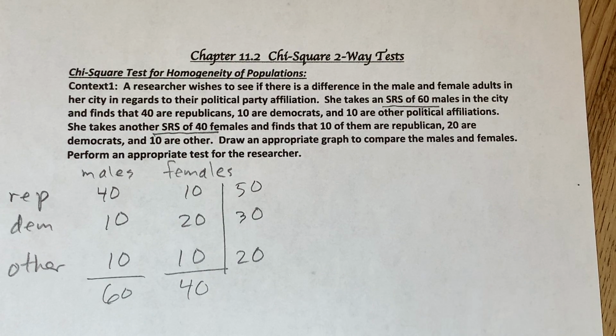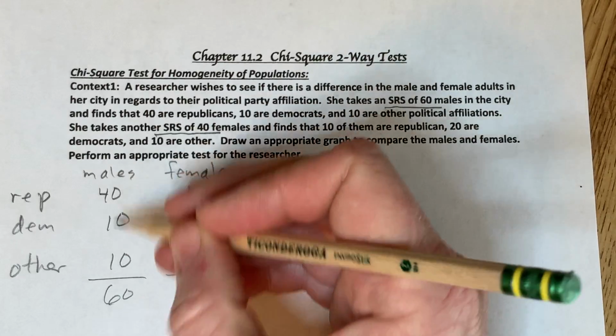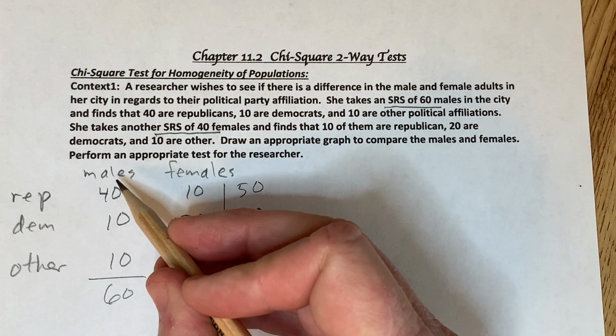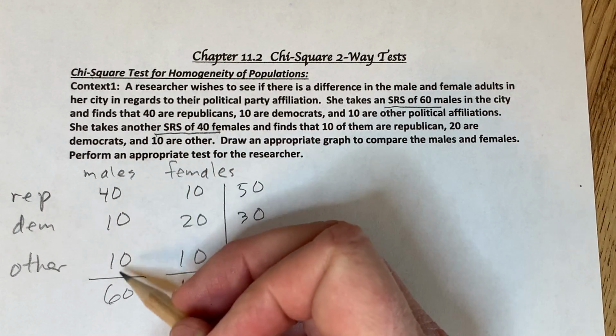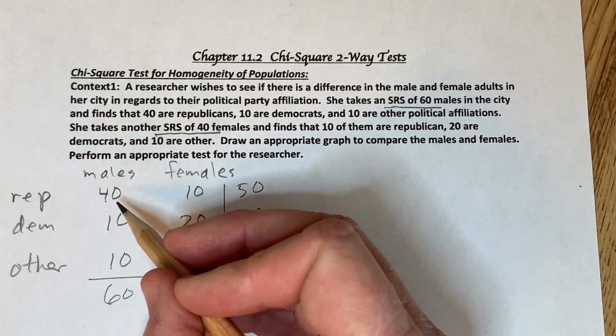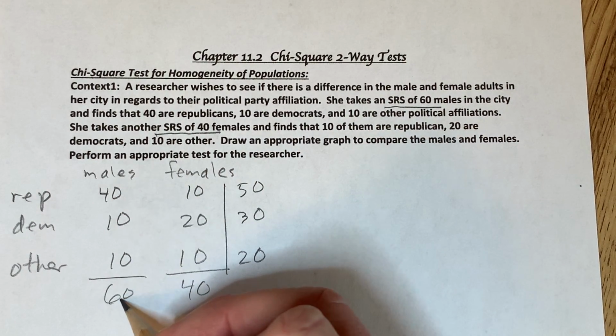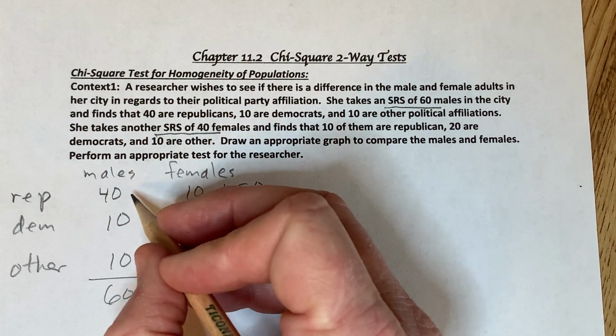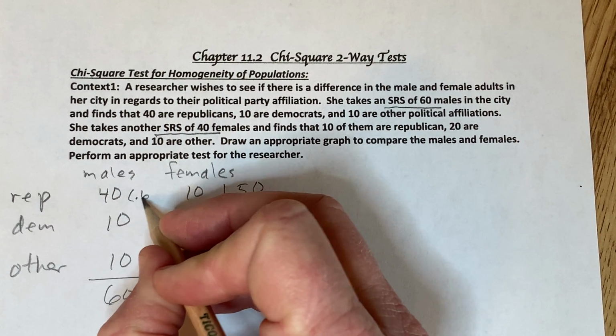Now, in order to make a proper bar graph, we need the conditional distribution. In other words, we need percents because we have different numbers of males and females, and if we want to compare them, we need to know the percents. You could do it by row or by column, but I'll do it by row here. I want to know the percent of males that are Republican. That would be 40 over 60, which is 2/3, or 0.6 repeating.